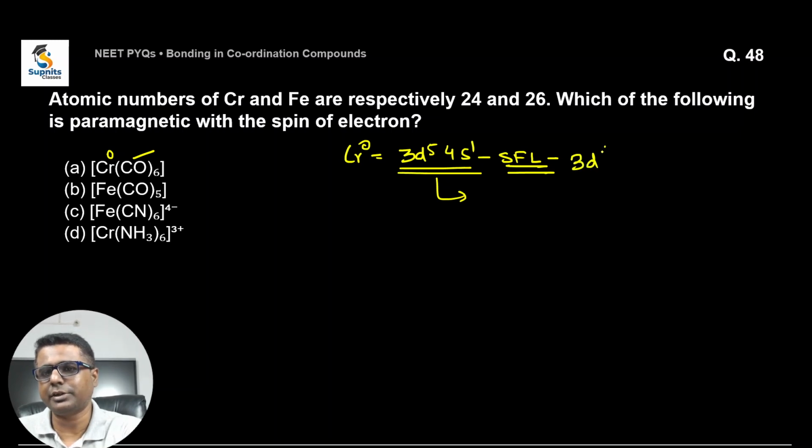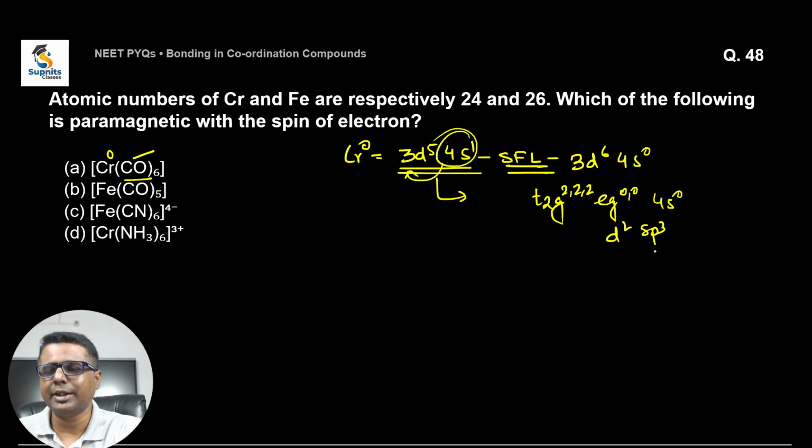So this will first of all be 3d6 4s0, because this CO is going to push the s electrons inside. So 3d6 with SFL will be t2g 2,2,2 and eg will be 0,0, and then 4s will be 0. So this will be d2sp3 hybridization, and this is diamagnetic because everything is paired. So this is not paramagnetic, so this is not the answer.